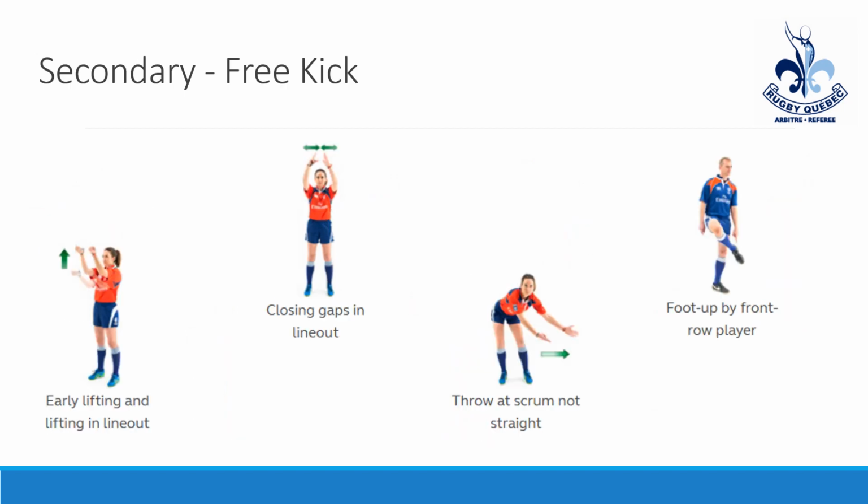These are the secondary signals that will result in a free kick being given, or they'll be shown after a free kick. Typically it's closing the gap in the line out. So it's technical infringements at set piece most of the time, so scrum and line out, that happen before the ball's put in. It's rare to get a free kick once the ball's been returned to play.